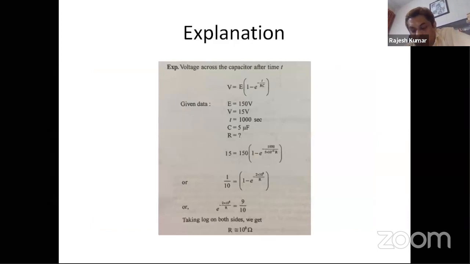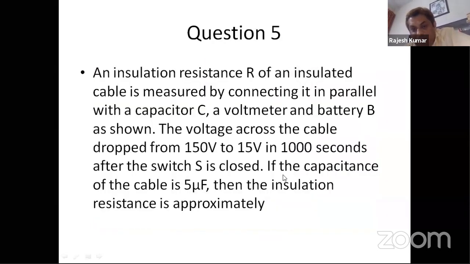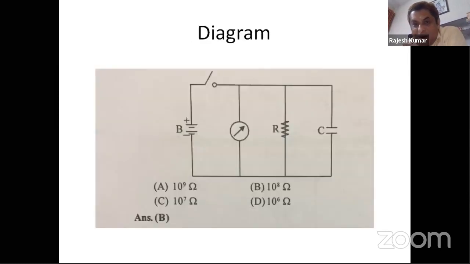So now, how will you find it? You have to find what you have to find. If the capacitance of the cable is 5 microfarad, the capacitance of the cable you are given is 5 microfarad, then the insulation resistance is given by so and so. What is the insulation resistance? The options given are 10 to the power 9 ohm, 10 to the power 8 ohm, 10 to the power 7 ohm, and 10 to the power 6 ohm.